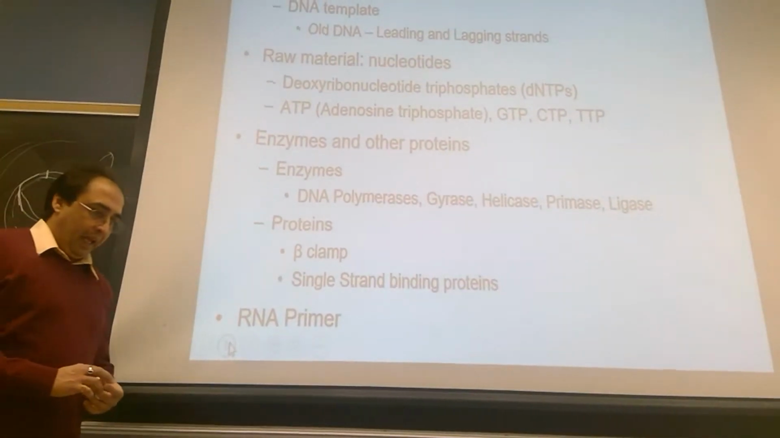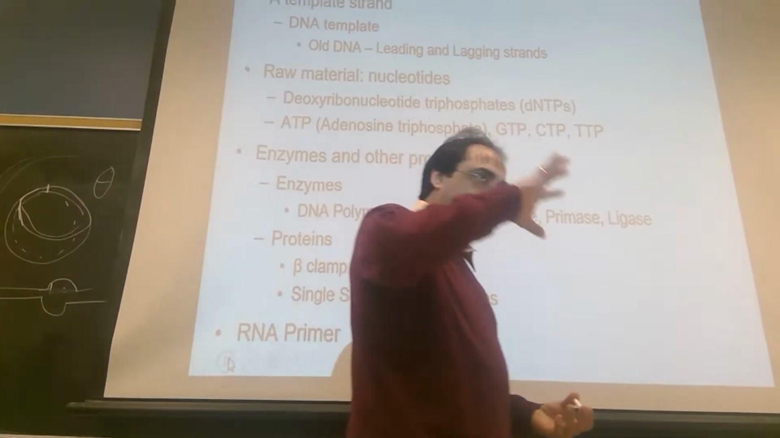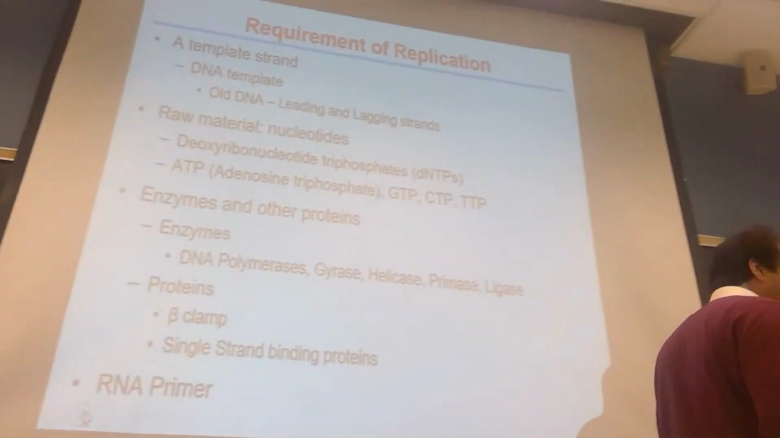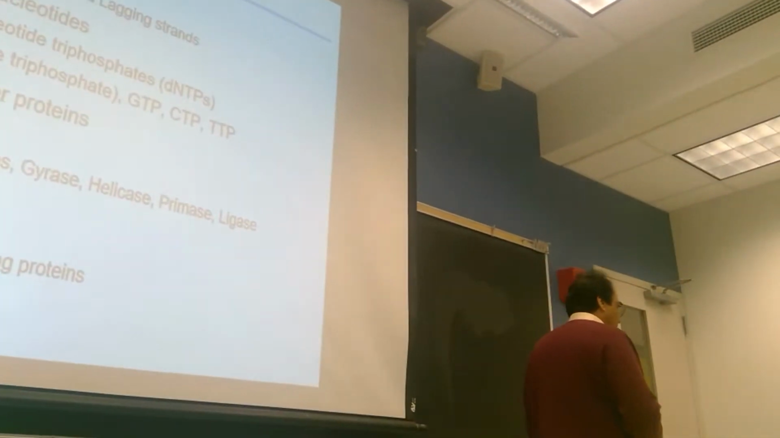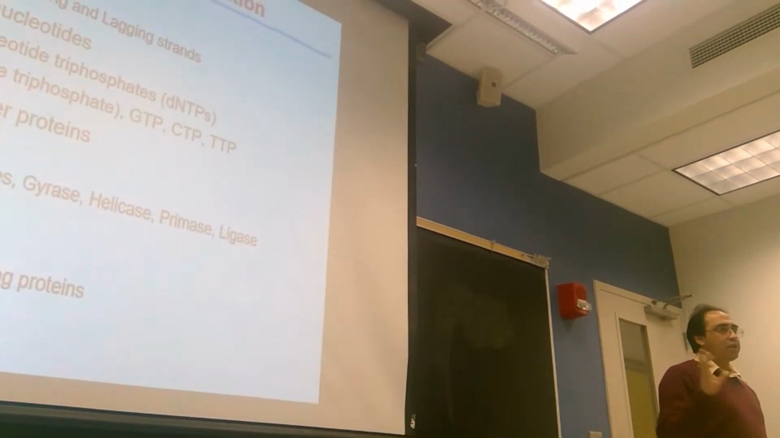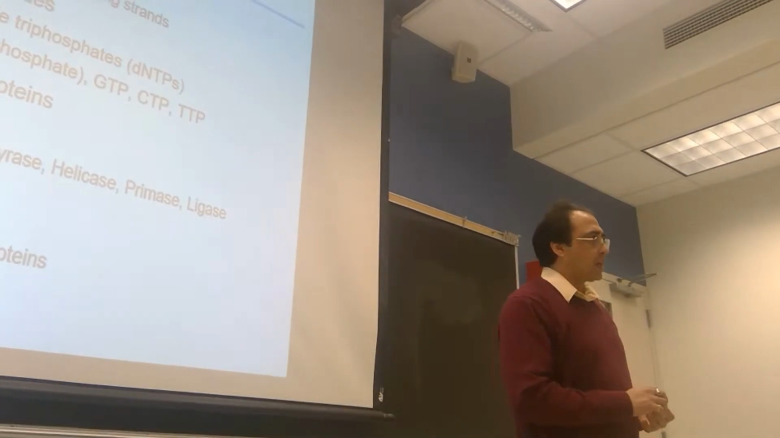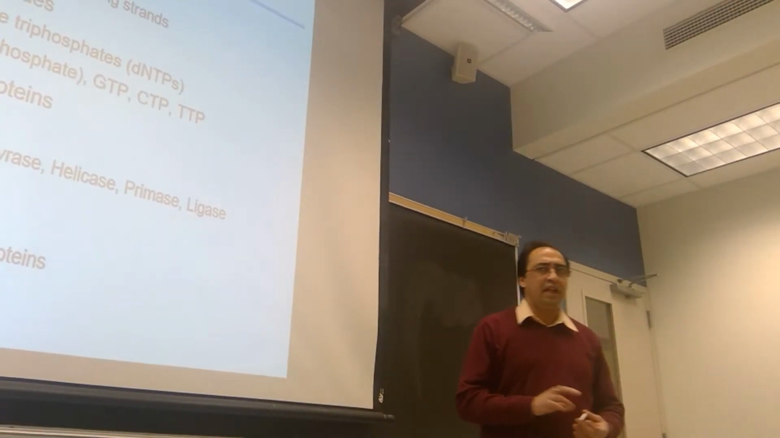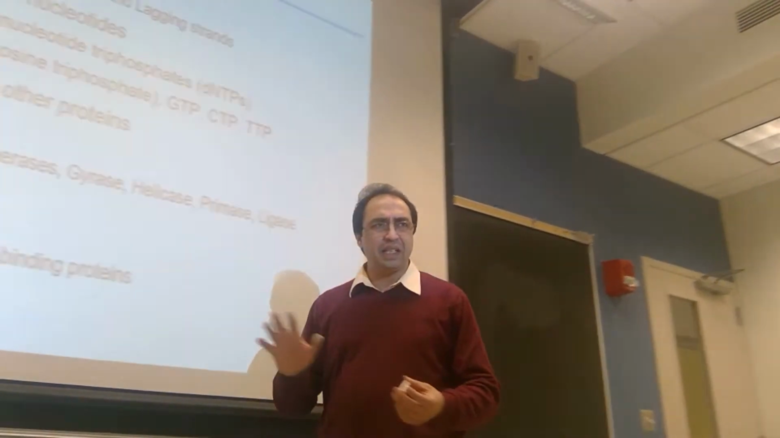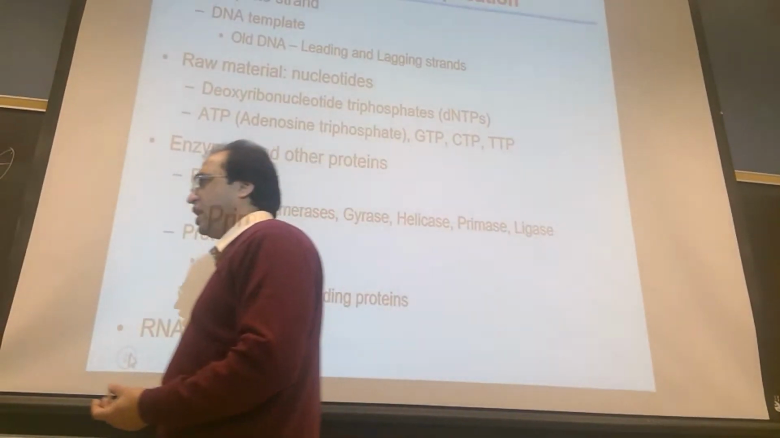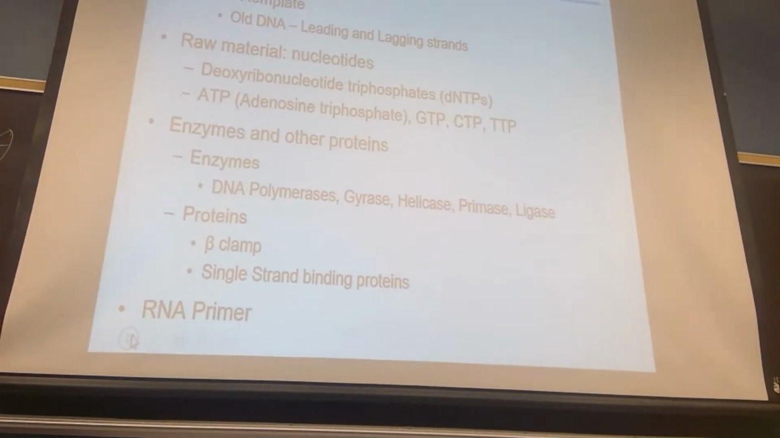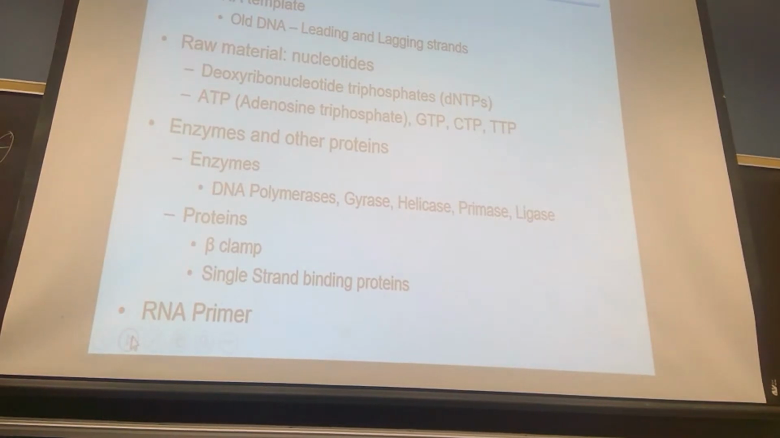Now, the main thing: at first we will discuss everything about the replication fork and replication in the context of bacterial replication, that is, prokaryotic replication, because this is easy to understand. Then we will go to eukaryotic replication, which is more or less similar, but there are a couple of extra proteins and other things. So for replication, we need a couple of things.